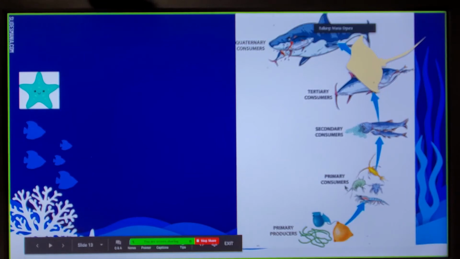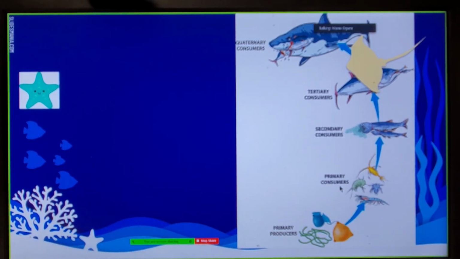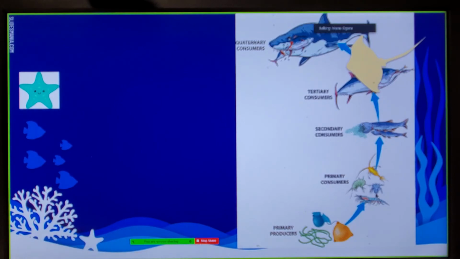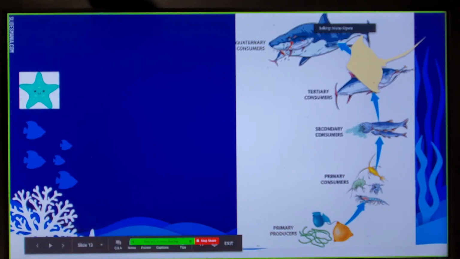Then we have consumers, which you're familiar with already. They consume, they eat to survive. They don't produce their own food, they eat to survive. These are called the primary consumers. They are the first level of organism to eat directly from the plants. So here we have some kind of zooplankton and small little shrimp and stuff. They're the first ones who eat the plants.